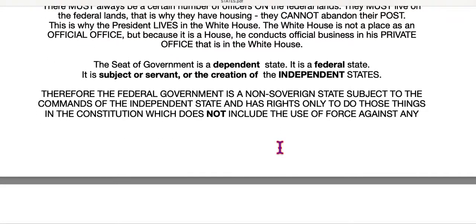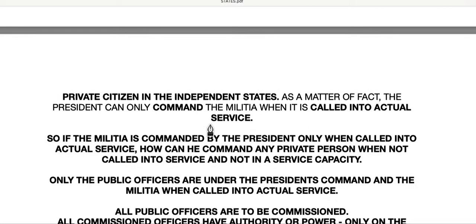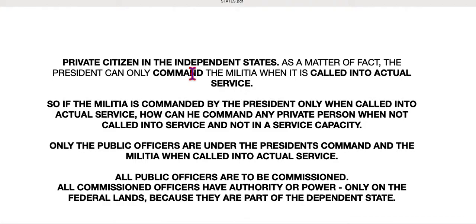Therefore, the federal government is a non-sovereign state subject to the commands of the independent state and has rights only to do those things in the Constitution, which does not include force against any private citizen in the independent states. As a matter of fact, the president can only command the militia when it is called into actual service. So, if the militia is commanded by the president only when called into actual service, how can he command any private person when not called into service and not in a service capacity, not in the militia?